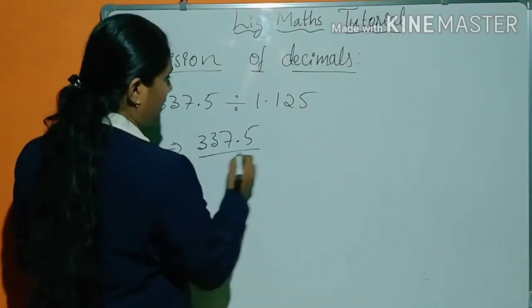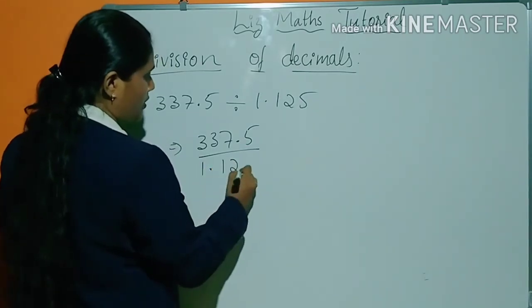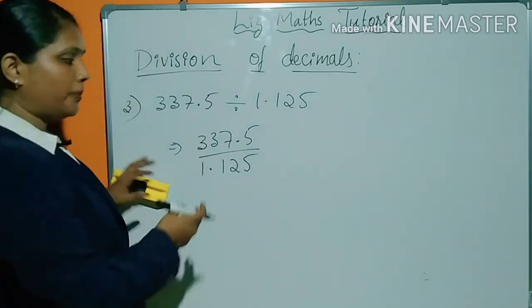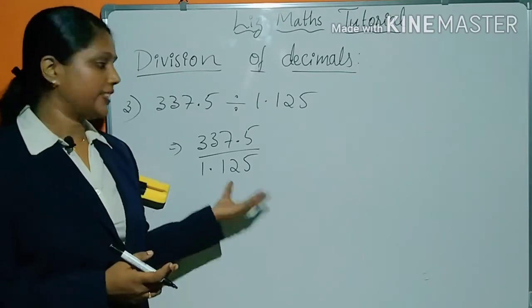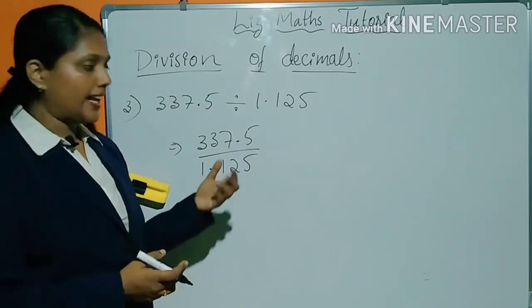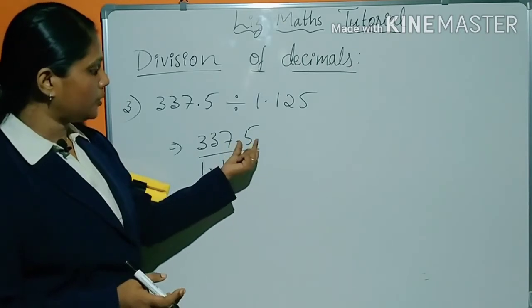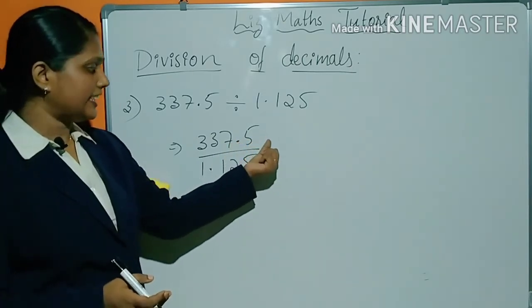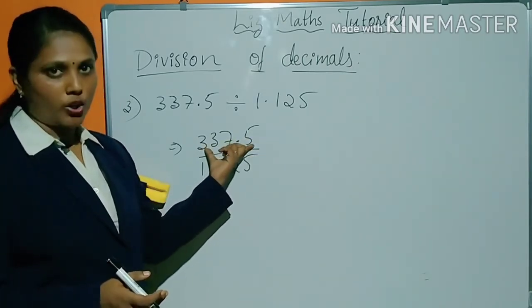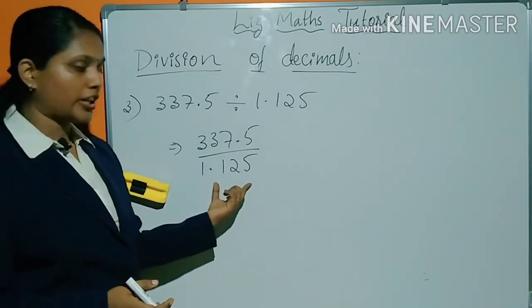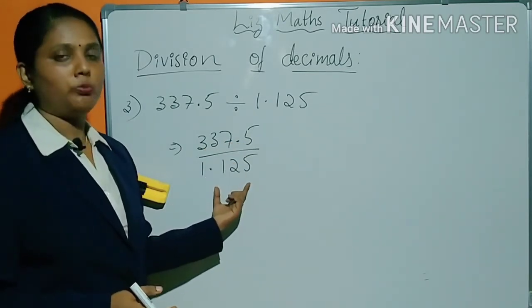337.5 divided by 1.125. Here in both the numerator and denominator you can find there is a decimal point, isn't it? And there are decimal places also. So when you are multiplying the numerator with 10, you can make this a whole number. But here you cannot multiply with 10 to make this a whole number.